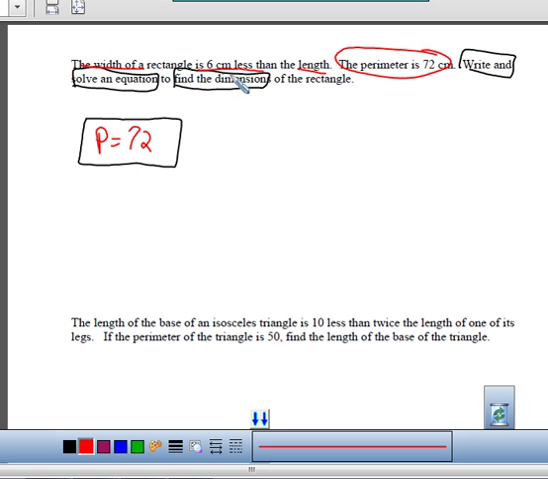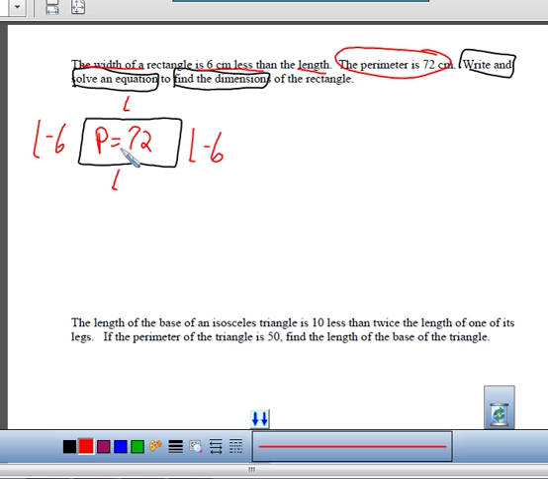Since the width is 6 centimeters less than the length, the smaller sides will be the width. So the top and the bottom are my lengths. Notice how I make my lowercase l, I just put a little mark there because I hate how it looks like a 1. So now I'm going to do L minus 6 for my 2 widths.